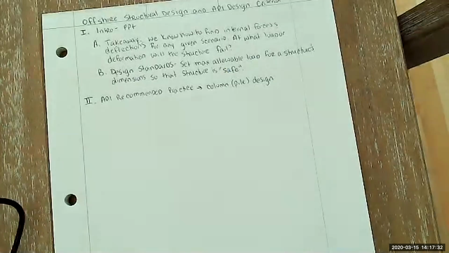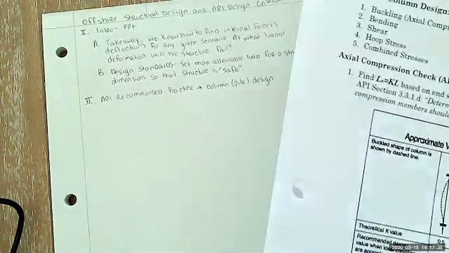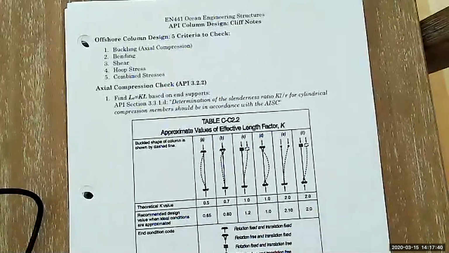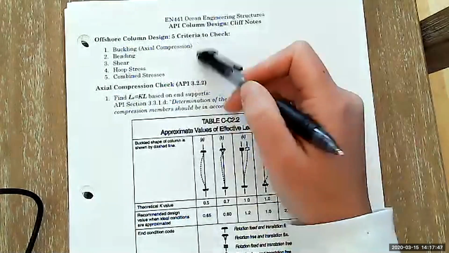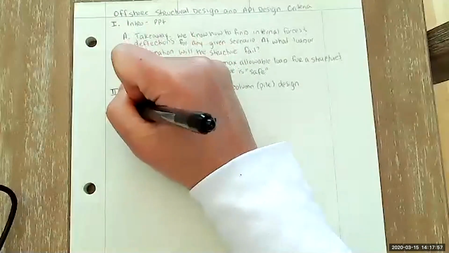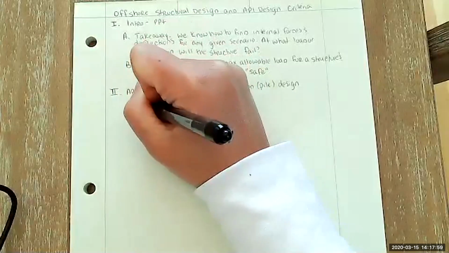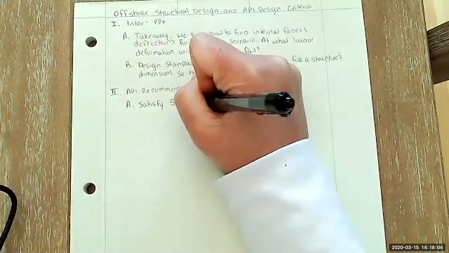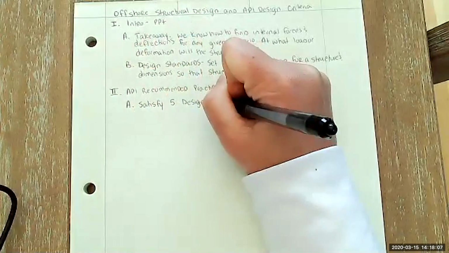I have posted in our lesson 25 folder a bit of a cliff notes. It's 4 pages long, and it talks about the main criteria that we care about when it comes to pile design. So there's 5 main criteria to check. We'll put these in the notes. And then I think the best way to do this is to learn by doing an example very slowly. So for the notes, let's satisfy 5 design criteria.